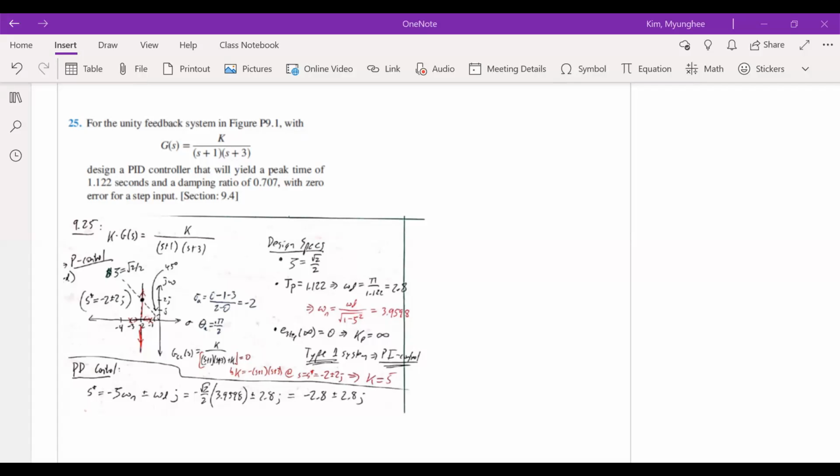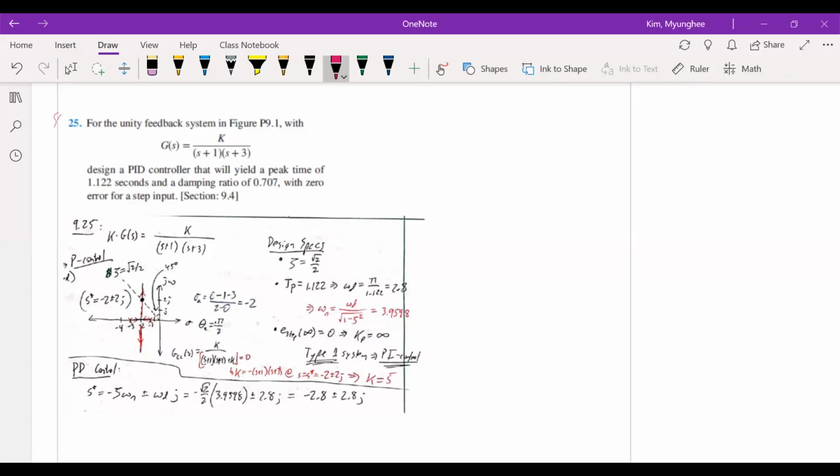Let's have a quick homework review, which is homework 925. So this problem asked to design a PID controller for a system G and then having PID controller.